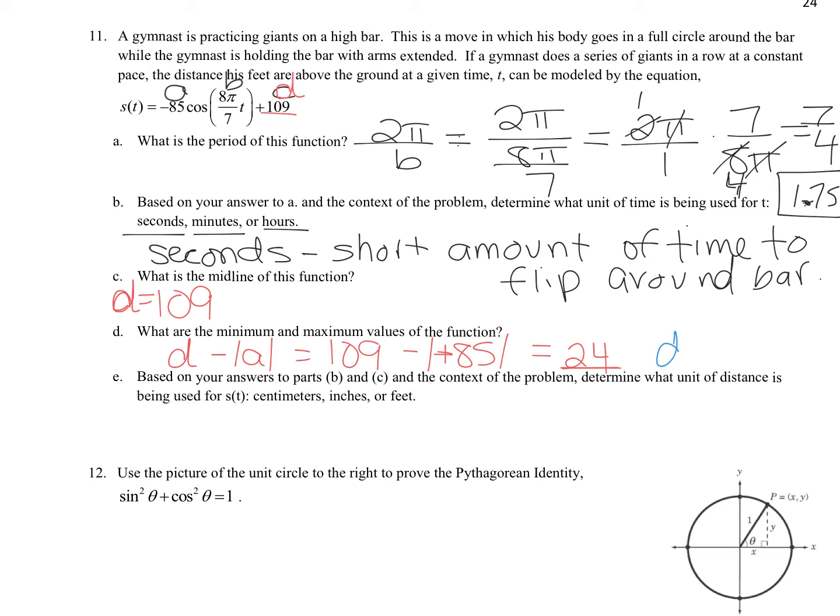And then the maximum is going to be D plus the absolute value of A. So I'm going to write that down here. That's going to be 109 plus 85, which is 194.